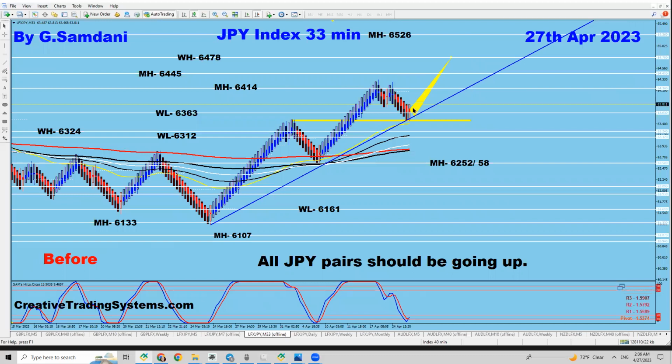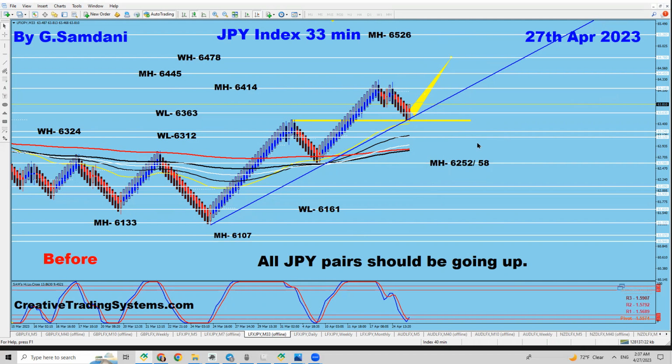See, this one is a yen index. See this? It's bouncing from here. Beautiful trend line bounce, this high here. And all yen pairs went down because of this little retracement. Now, if this is bouncing and going to the upside, guess what? All yen pairs are going to go up again.